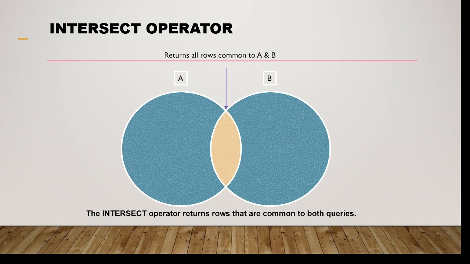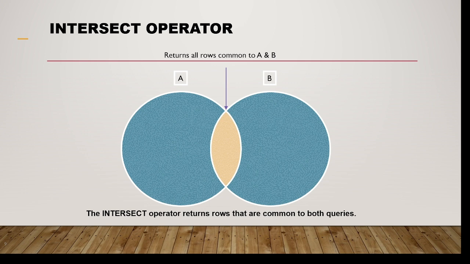Here the intersect operator is used to return all rows that are common to multiple queries. So here the guidelines for using the intersect operator are: the number of columns and the data types of the columns being selected by the select statements in the queries must be identical in all select statements used in the query. The names of the columns, however, need not be identical.